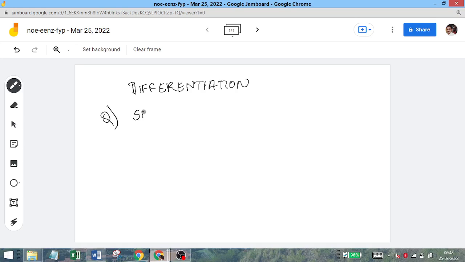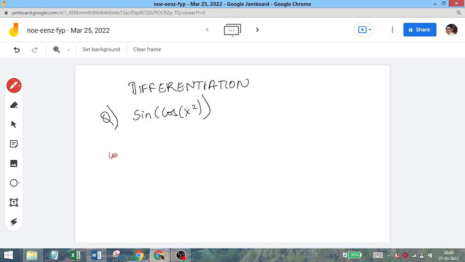You're given sine of cos of x squared. So how do you go about differentiating a multifunction equation? You can solve it in two ways: one is called the chain rule, and the other is the general method wherein you'll be substituting the values and then solving it.